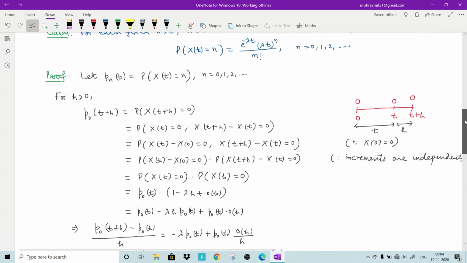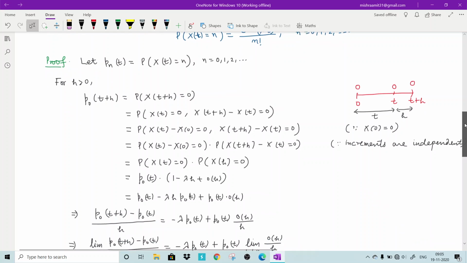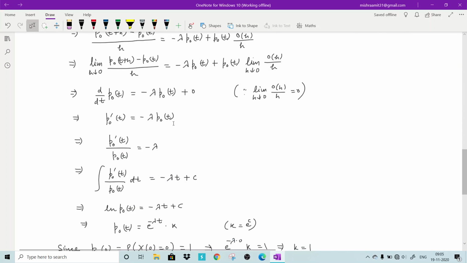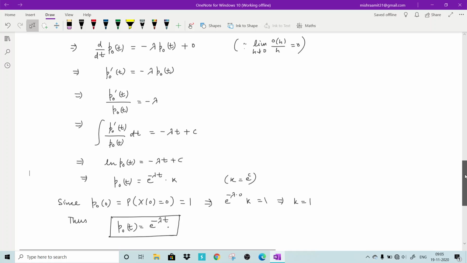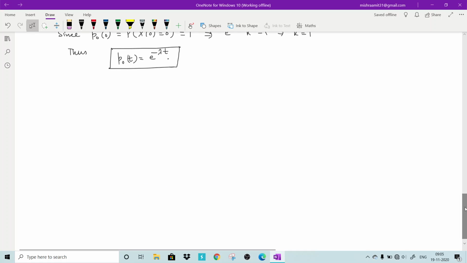So let p_n(t) equal the probability that X(t) is equal to n. For h positive, we have shown that p_0(t) satisfies this differential equation, p_0'(t) equals minus lambda p_0(t). After solving this differential equation, we get p_0(t) equal to e to the power minus lambda t, which is the result for n equal to 0. Now we will move further and show the same thing is true for all n greater than or equal to 1.